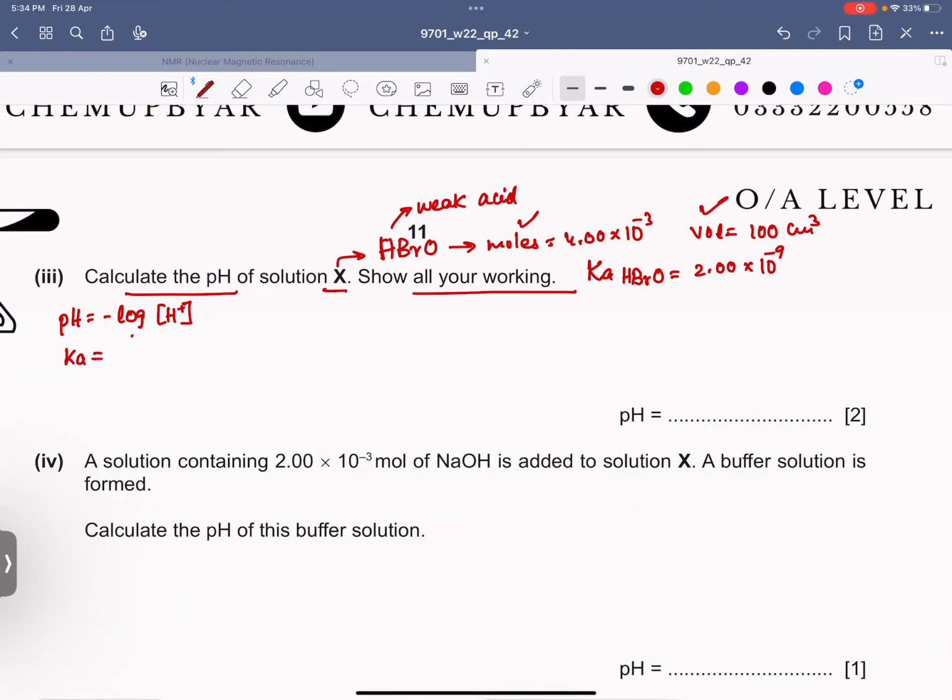So for that, we can use this expression: Ka equals the concentration of hydrogen ion squared divided by the concentration of HBrO. From this, we can get the concentration of hydrogen ions. The concentration of HBrO is not provided, but we can find it by dividing the moles of HBrO by the volume. Now, these three expressions can be used in reverse order, which means first I would do this, then I would use this formula, and then I would use this formula to find the pH. Is this understandable to everyone?